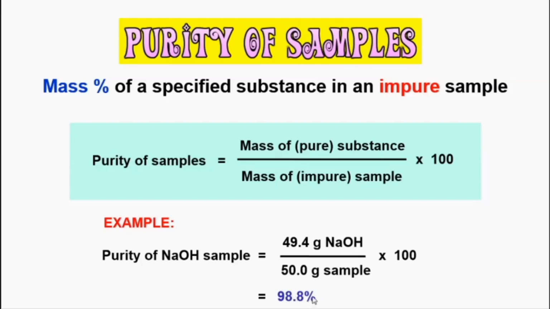So what does this 98.8% actually mean to you? How do we read this percentage? 98.8% here means the sample contains 98.8% of pure sodium hydroxide, while the remaining 1.2% is the percentage of what? Yes, the percentage of impurities. Right, now let's look at a few examples, or a few exercises, so that you get a clear understanding of the purity of samples.